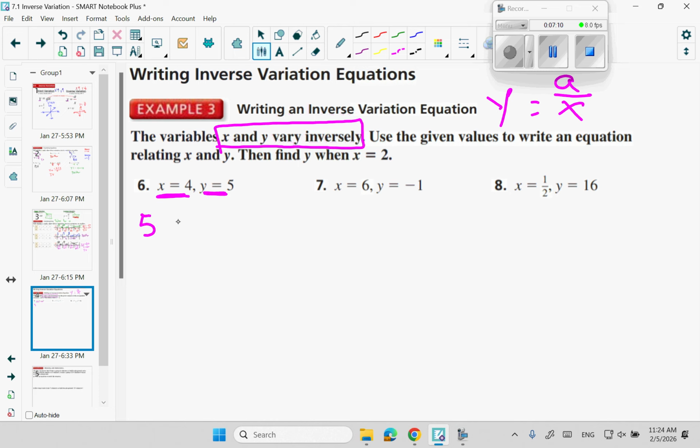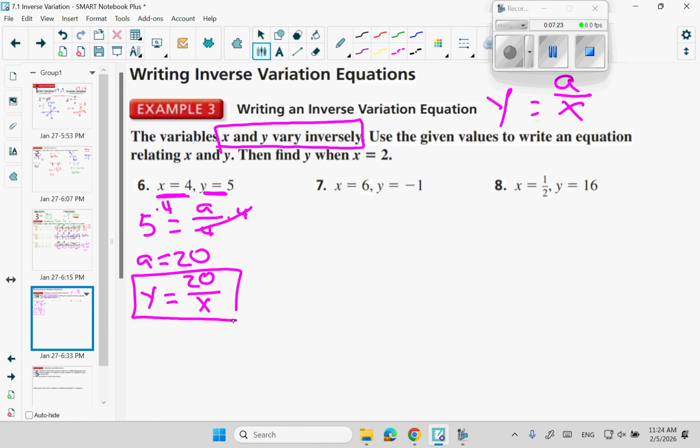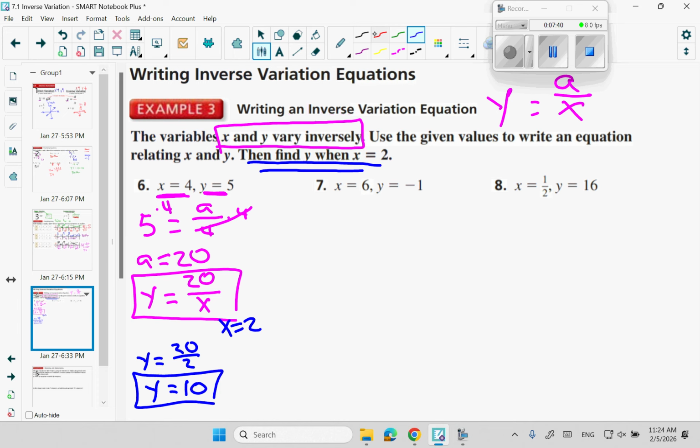So I get 5 equals a over 4, and I can multiply both sides by 4. So a equals 20. Therefore, my equation is going to be y equals 20 divided by x. It says, then find y when x is 2. So I'm just going to plug in 2 for x here. So y equals 20 divided by 2, or y equals 10. So a little two-part question there.